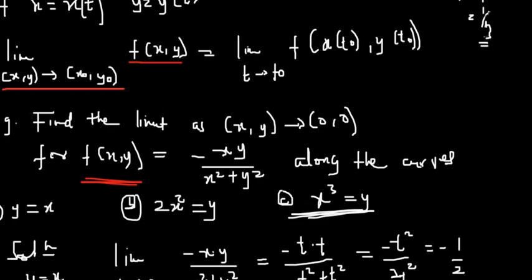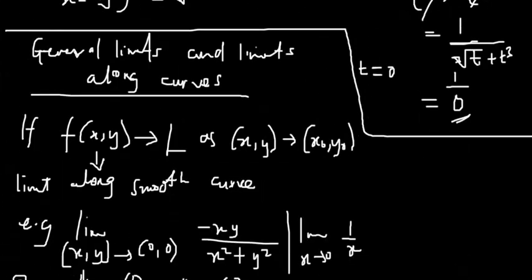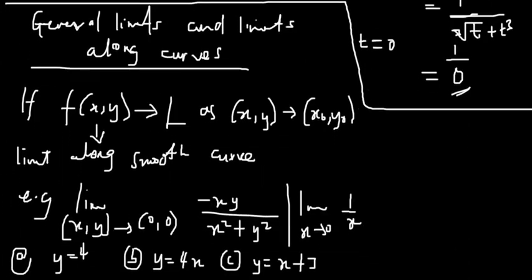Now this is quite different. We are told to find the general limits and limits along the curves, and then we are given an equation in the form of a limit at x, y, 0, 0, taking the same expression. But at this point we have the limit of x approaching 0 at 1 on x. So now let's see how we solve this.